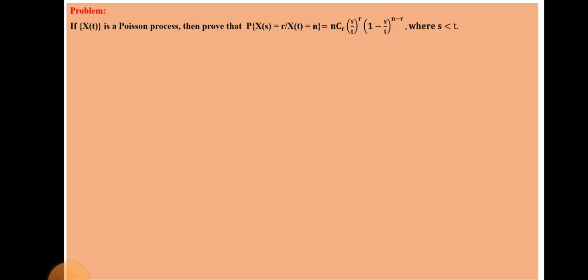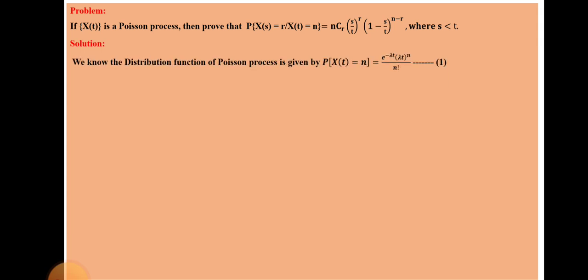Next problem: if X(t) is a Poisson process, then prove that the probability of X(s) equal to r, given that X(t) is equal to n, is equal to nCr (s/t)^r (1 − s/t)^(n−r), where s is less than t. We know the distribution function of the Poisson process.